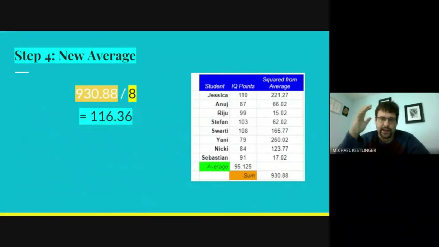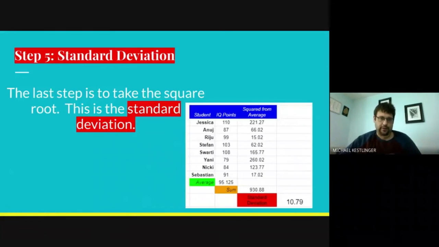If you take that orange number from before and divide by 8, because we have 8 students, we get 116.36. Notice once again how we color this to bring it to light. The last step is to take the square root of it, because before we squared it to get rid of the negative. Now we do the square root to undo the squaring. So what this means for us is that our standard deviation is 10.79.